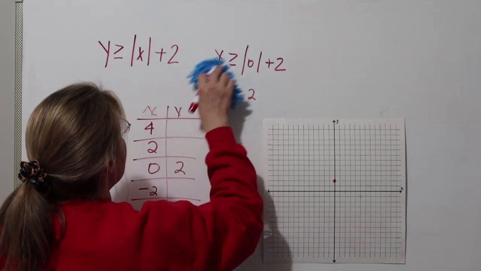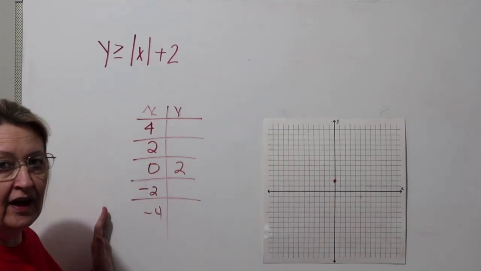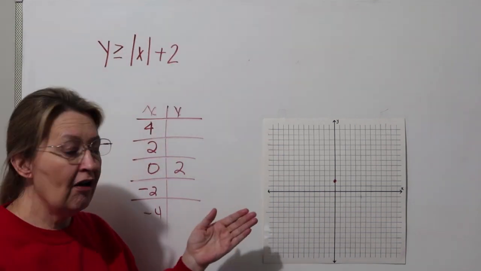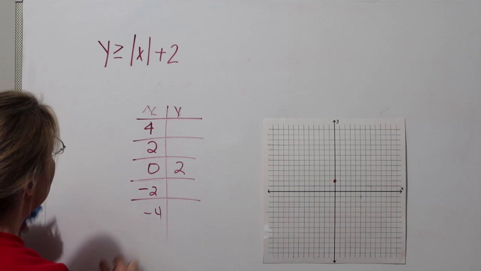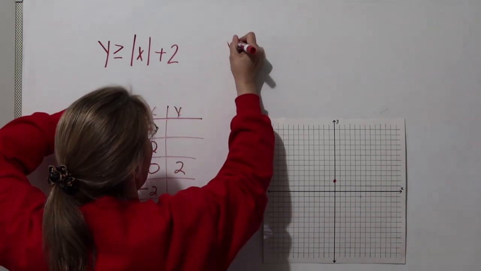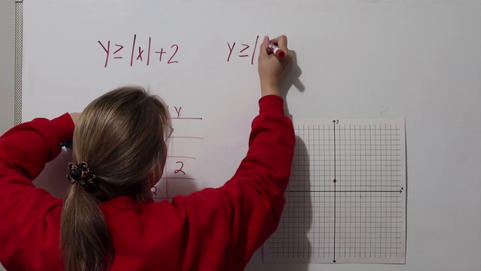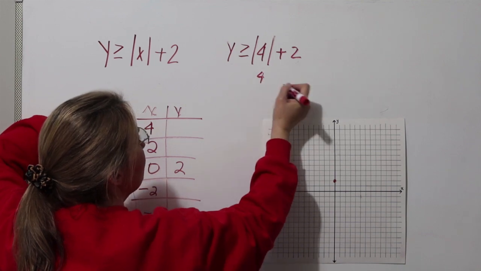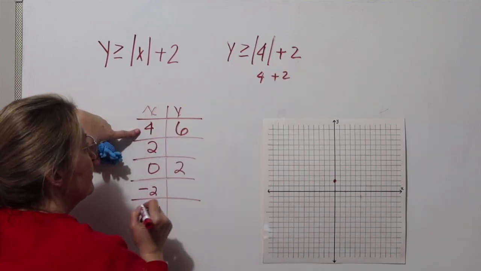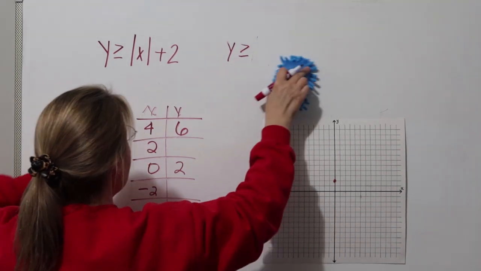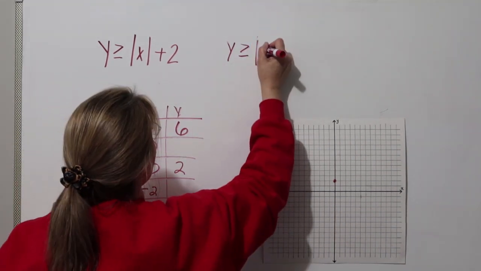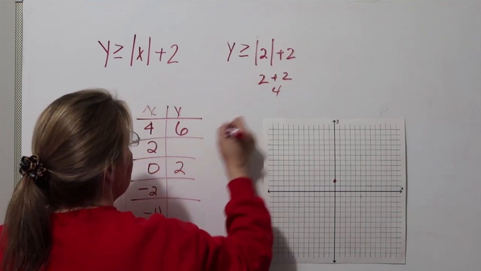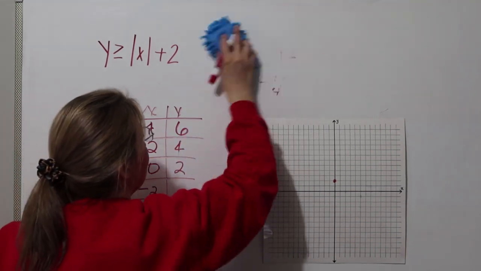Now I'm going to take each one of these x values that I just picked, plug it in here, and solve it. Every time I solve it, I'm going to get a y value. So when I put 4 in for x, I've got y is greater than or equal to the absolute value of 4 plus 2. The absolute value of 4 is 4, and 4 plus 2 is 6. My next one, positive 2: the absolute value of 2 plus 2. The absolute value of 2 is 2, and 2 plus 2 is 4. So there's my y.